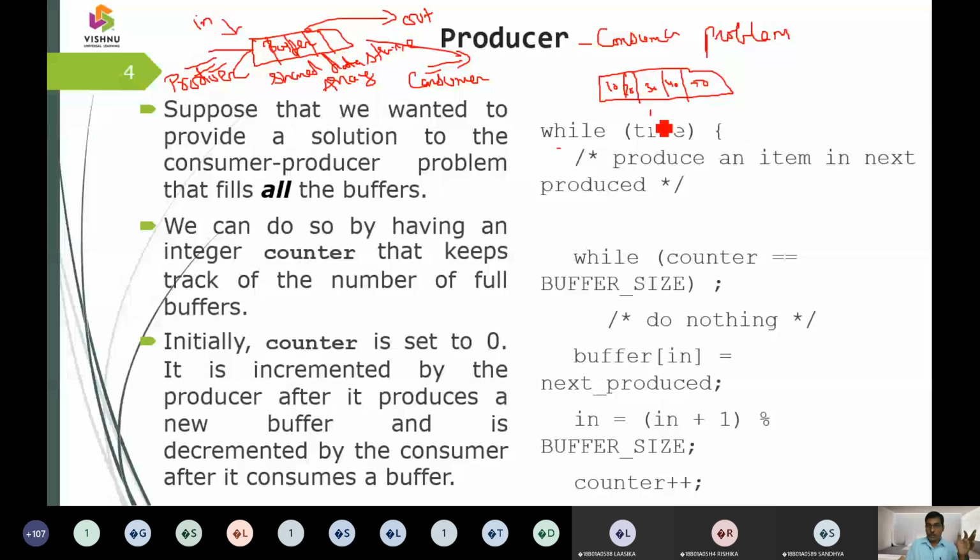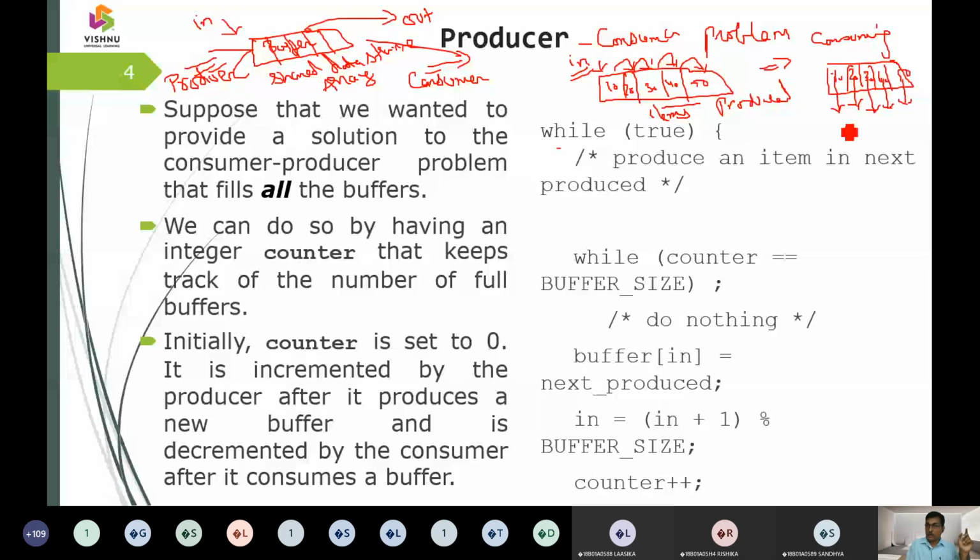Now items are going to be produced, with in as the index. In is incremented to the first item, second item, third item, fourth item, fifth item. Now the producing problem is done. Then it enters the consuming problem, which is going to empty 10, then 20, then 30, 40, and 50.